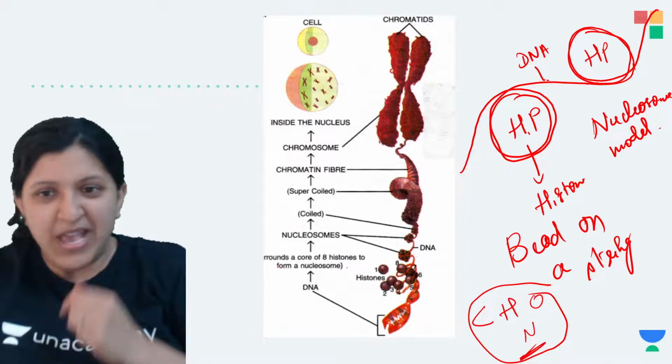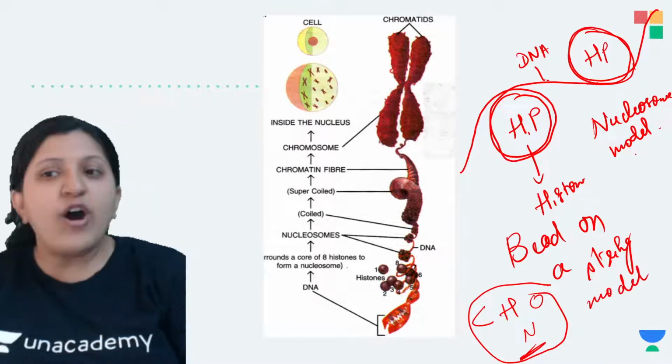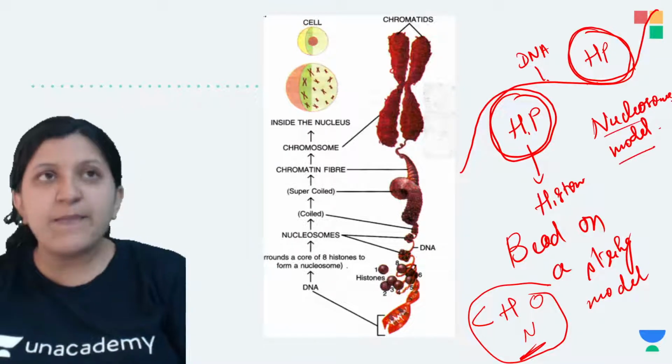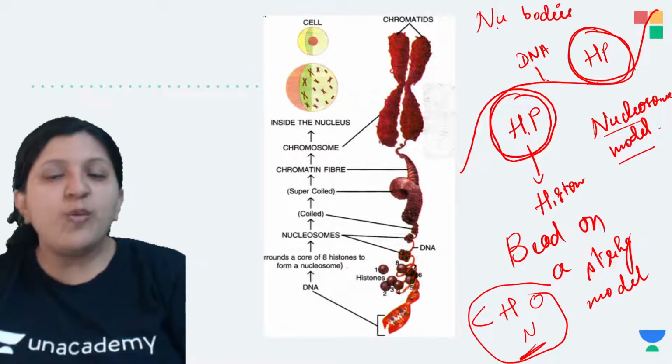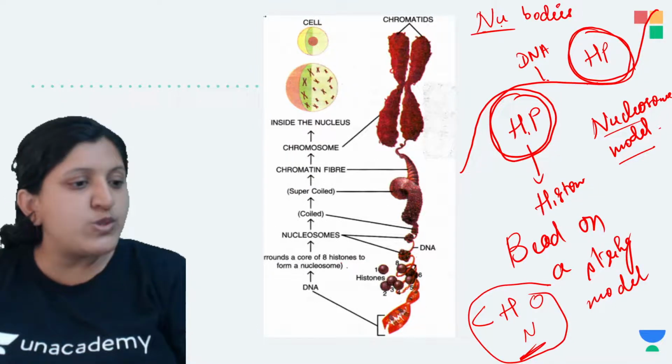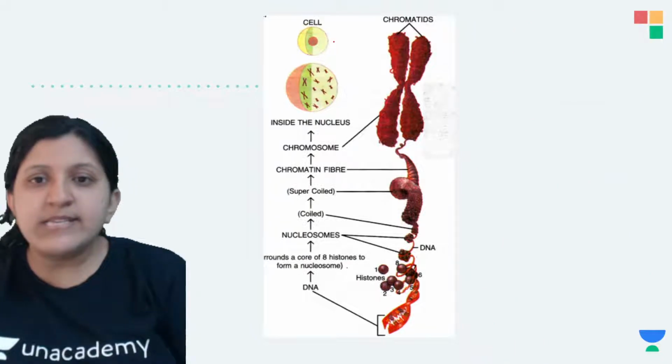So let's see this one. The bead on a string model, also called the nucleosome model, or in general they also call these new bodies. So new body is for nucleosome body. All right, so let's see this. I'll just explain this part.